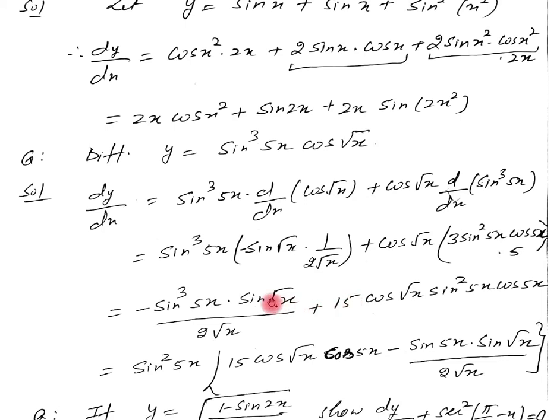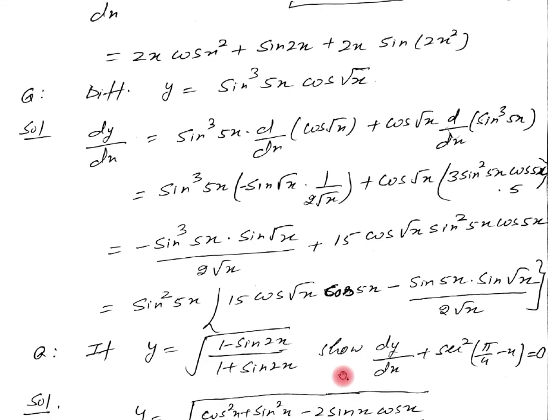Now simplifying here and putting all the values, it becomes what? Minus sine cube 5x into sine under root x upon 2 under root x, plus 3 into 5, 15 cos under root x sine square 5x into cos 5x. Now here sine square 5x is common and you can write down the remaining function inside the bracket.